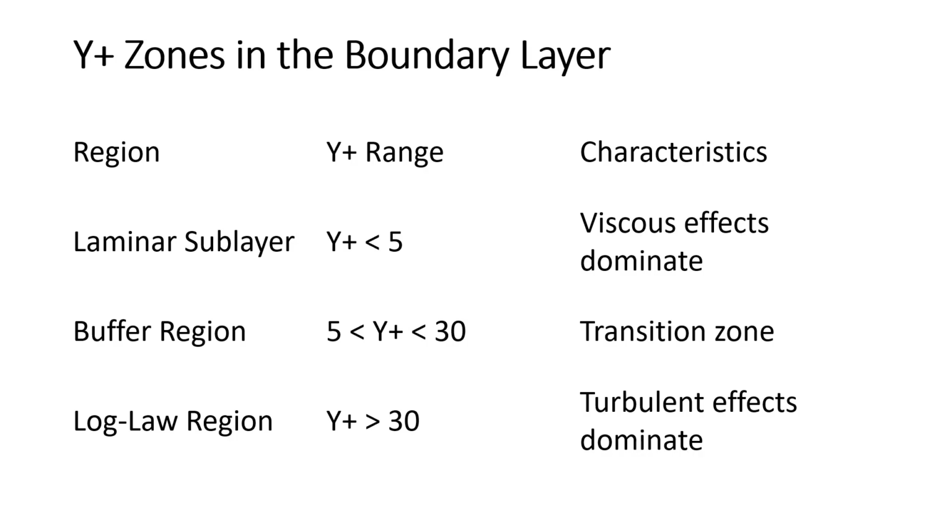Then the buffer region, where Y plus value is between 5 and 30, and it is a transitional zone, transition from laminar to turbulent zone. Then the log law region, where the Y plus value is greater than 30. Here the turbulent effects are dominant. The Y plus value helps us to identify which region the flow near the wall lies in, which guides us how to refine the mesh for better results.